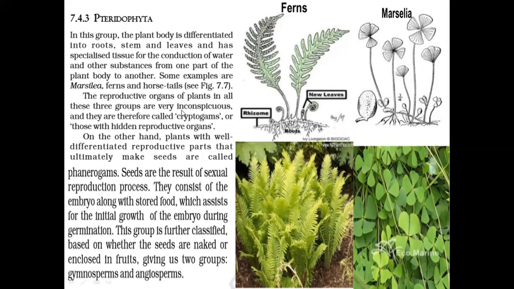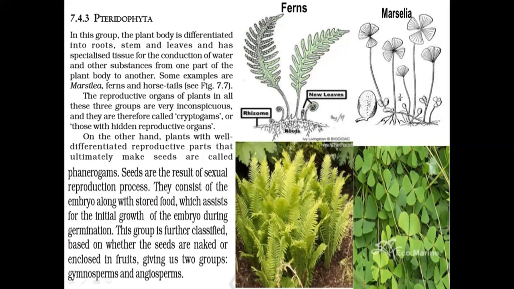First, we have the cryptogams with hidden reproductive system. Second, we have the phanerogams with well differentiated reproductive parts. Now, seeds are the result of the sexual reproduction process. They consist of the embryo along with stored food, which assists the initial growth of the embryo during germination.